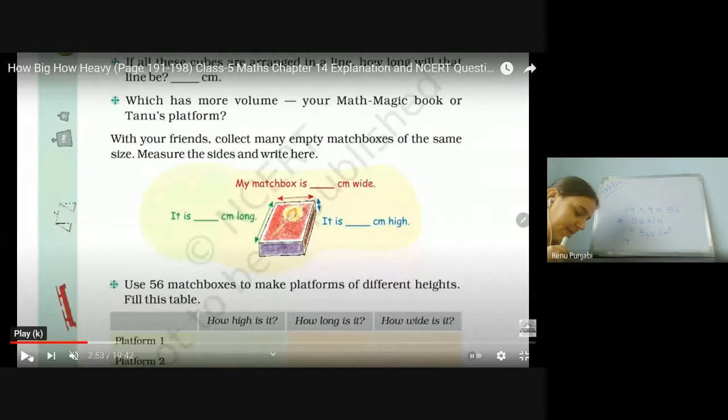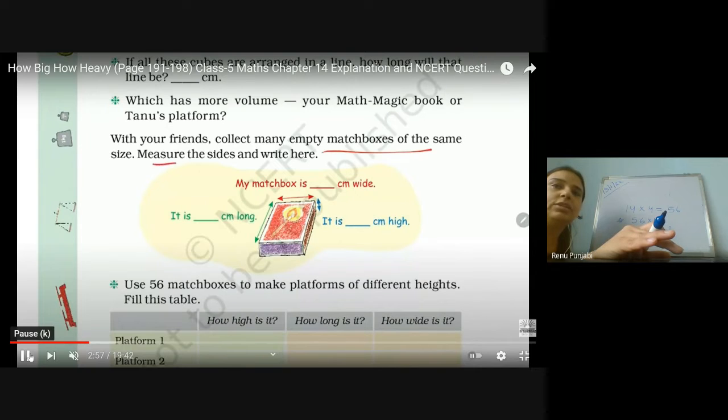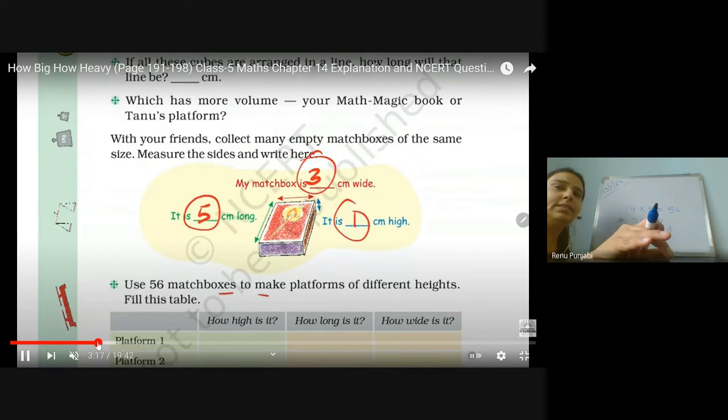With your friends, collect some empty matchboxes of the same size. Measure the sides and write here. So आप उसके length, breadth and height measure करके लिख सकते हो यहाँ पे. Suppose we are giving it is dash centimeter long, dash centimeter high and dash centimeter wide. We can write approximate answers here. 5, 1 and 3 is the height.